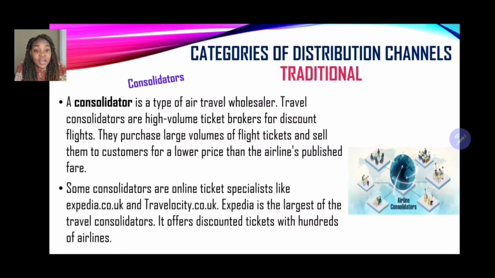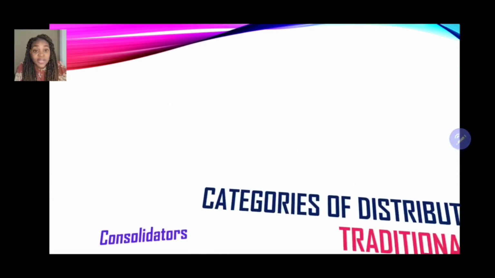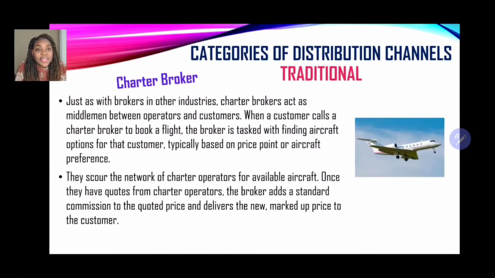Expedia is the largest of the travel consolidators. It offers discount tickets with hundreds of airlines, right? There's also cheapfare.com, and I know that you may be able to also name a few for yourselves. All right. Now, the next is charter broker.